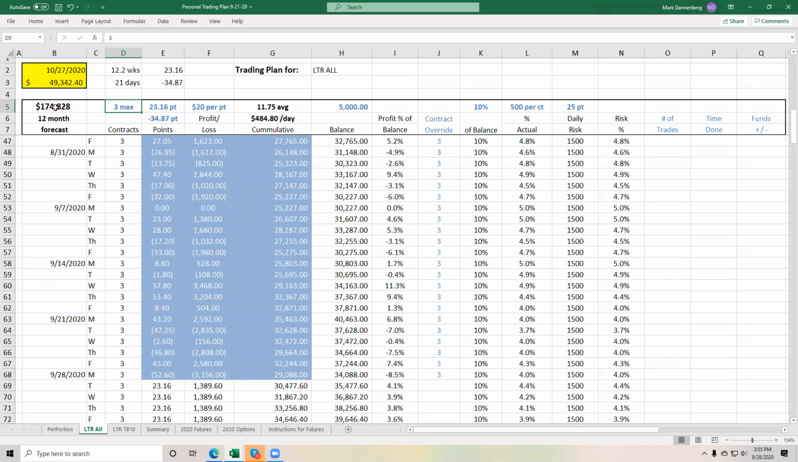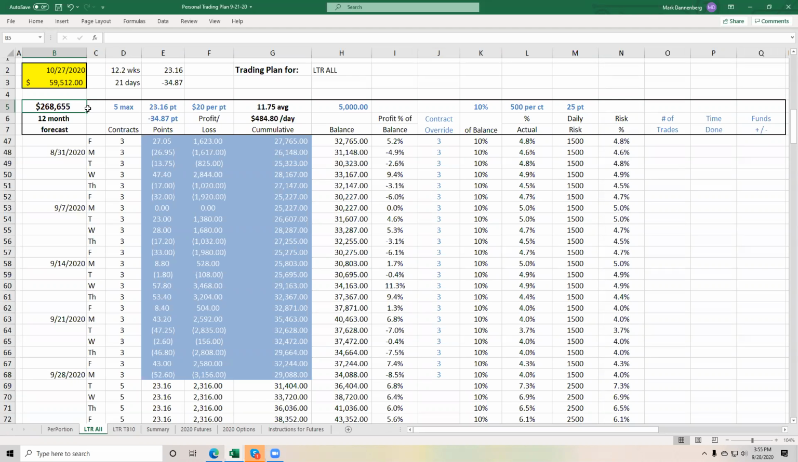Well, what if I decided I'm really comfortable with what I'm doing? I'm confident in my understanding. I understand I have 9 more losing days than I originally planned, but now that's baked into my run rate. I know all of this, and so what if I said I'm willing to trade up to a maximum of 5 contracts? Well, all of a sudden, your potential income goes up by about $90,000 over the course of 12 months.